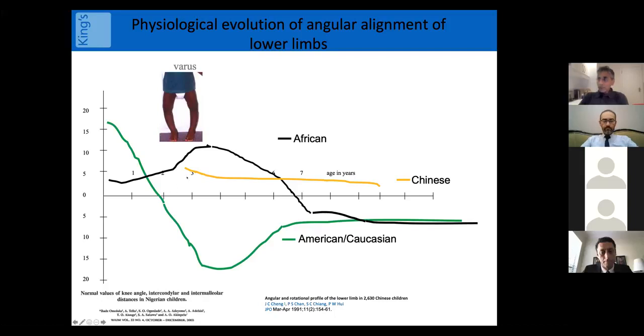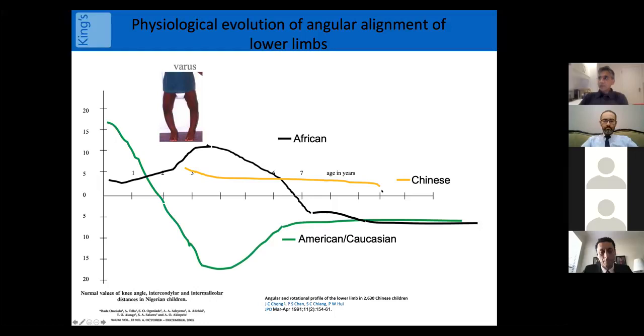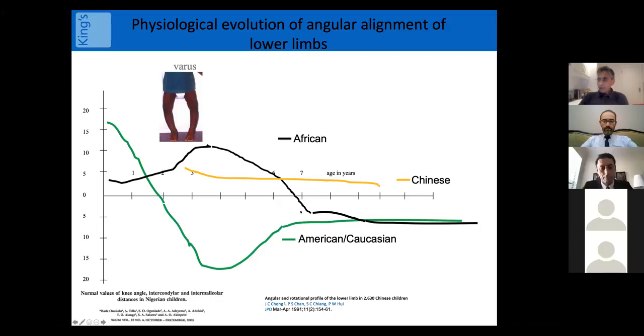And then there was a Chinese study, which again showed a very interesting finding that more Chinese kids are in varus for a very long time. Some of them have gone on to 11 as physiological varus and then improved. So this should be kept in mind. There was another study from India, which mimics more Caucasian, except that the degrees are slightly different.